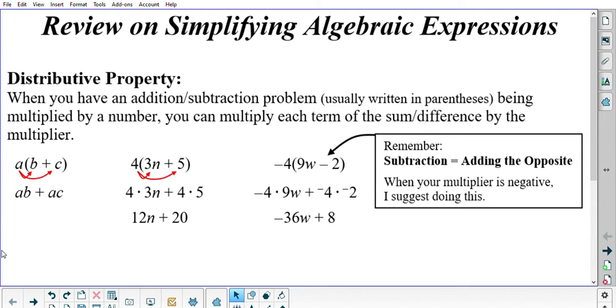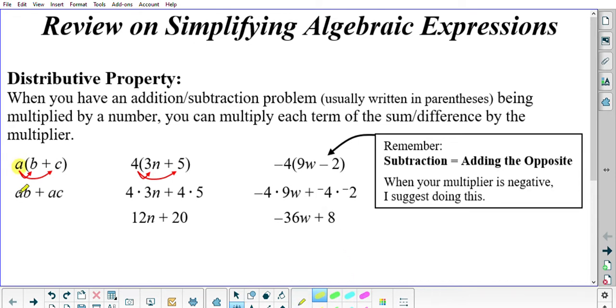Follow along. It says when you have an addition or subtraction problem, and usually that addition or subtraction problem is going to be written in parentheses, and then it's being multiplied by a number, you can multiply each term of the sum or the difference by the multiplier. And I've given you three examples here. The first one is using all variables.